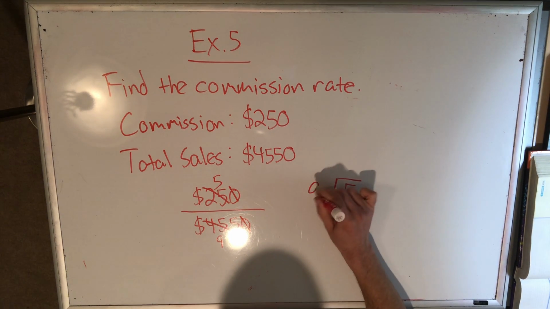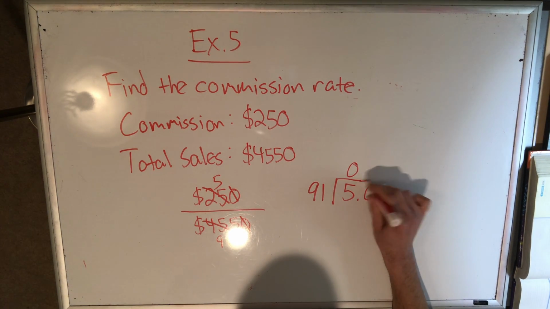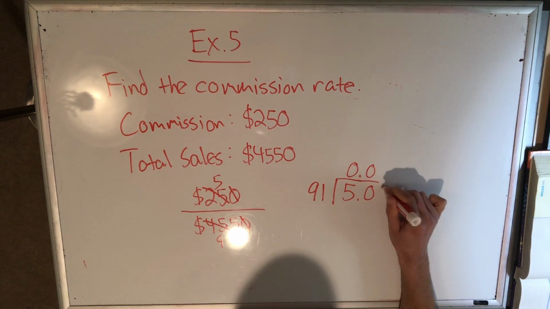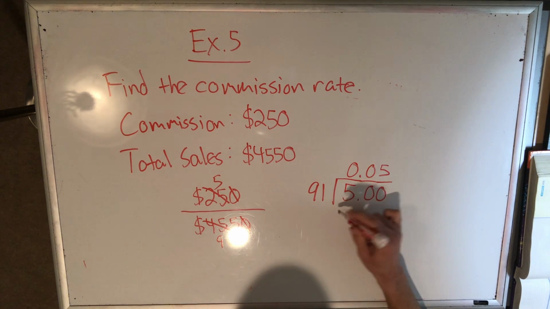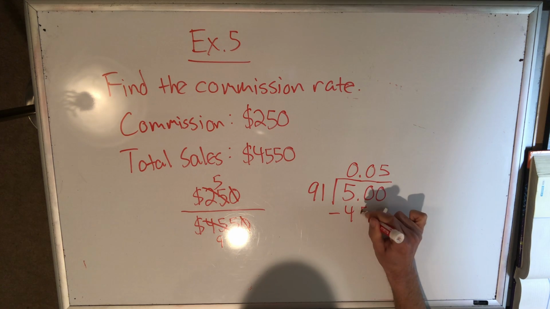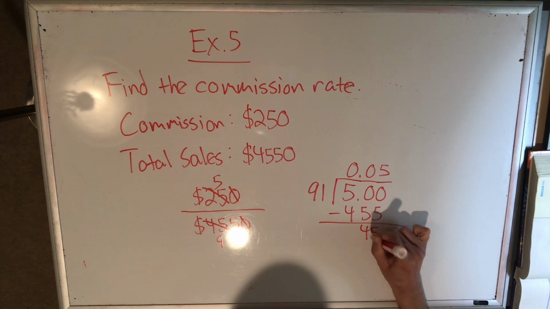5 divided by 91. 91 goes into 5 0 times. 91 goes into 50 0 times. 91 goes into 500 5 times. 5 times 91 is 455. Subtract, that's going to be 45.